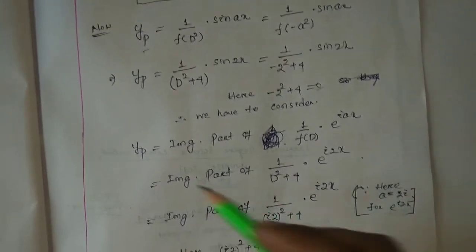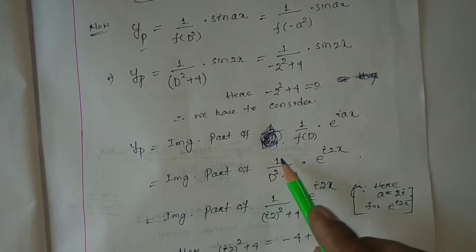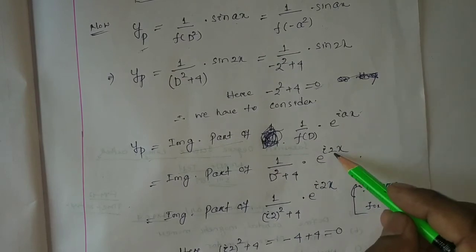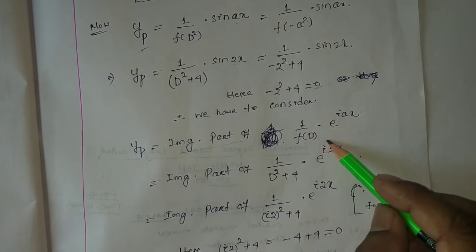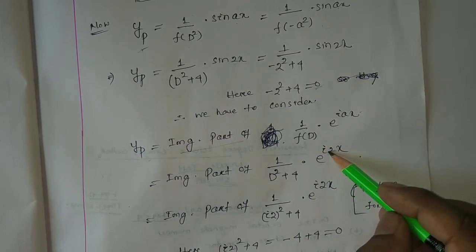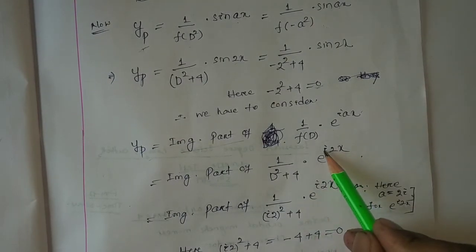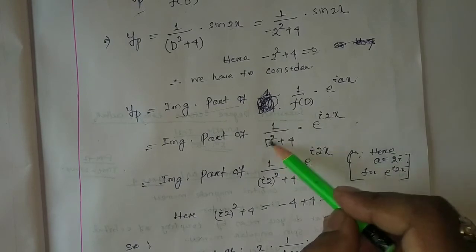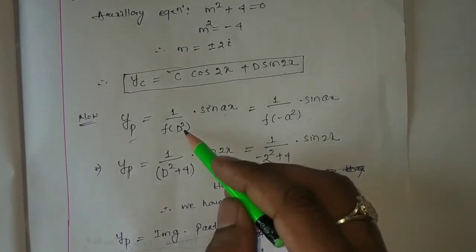So what we have to do is consider the imaginary part of 1 by f of D e to the ix. The imaginary part of 1 by d square plus 4 of e to the power, here a is nothing but 2, so e to the power 2ix. For this case, e to the power in this format, 2i will be considered as a. So as per the first rule, we have to put 2i instead of D. If we do so, we also get 0. So that means 1 by f of D is 0, and 1 by f of D square or minus a square is also 0.